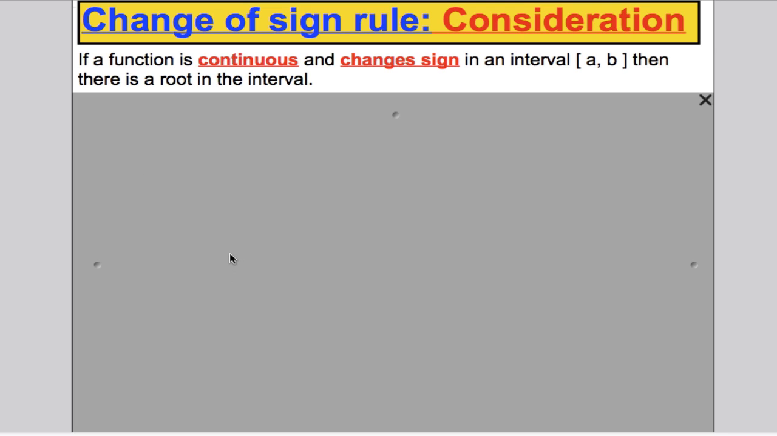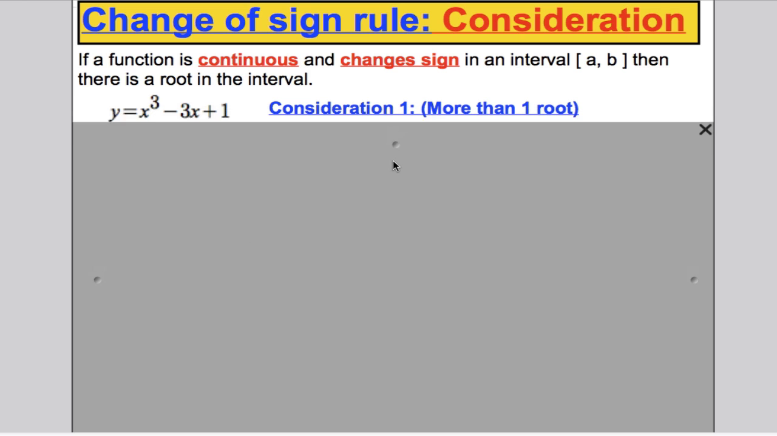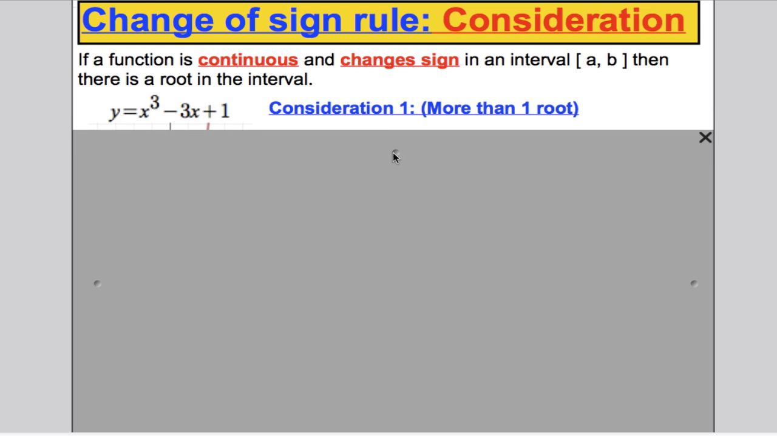Right, I want to think a little bit harder about the change of sign rule. We know what it is. It says if a function is continuous and changes sign in a given interval AB, then there is a root in that interval AB. Just want to point out a couple of considerations for you, just for your general background understanding. The first thing is sometimes there can be more than one root. This change of sign rule doesn't say there is one, there is at least one, and there could be more than one.